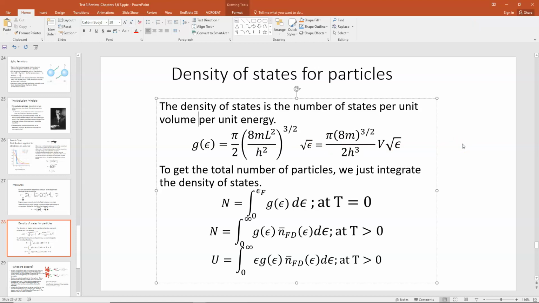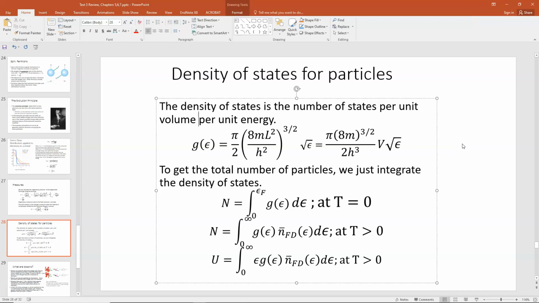Now, if you wanted to get the total number of particles, you can integrate the density of states if you're at absolute zero, okay? And that's because, of course, for a Fermi-Dirac distribution system at absolute zero, it's either 1 or nothing. It's a step function. So it's 1, the state is populated with a 100% chance if you're less than the Fermi energy, and it's not populated if you're greater than the Fermi energy. So n is equal to the integral from 0 to the Fermi energy of your density of states at T equals 0.